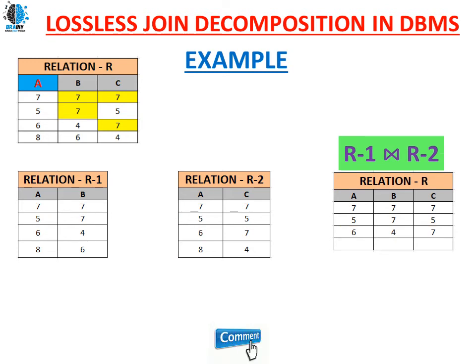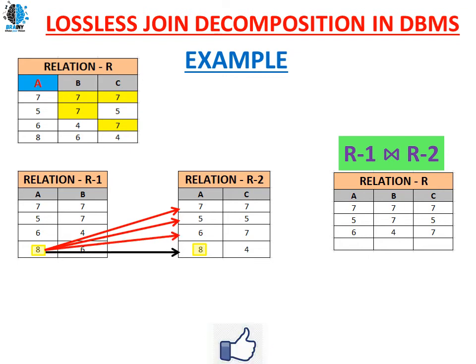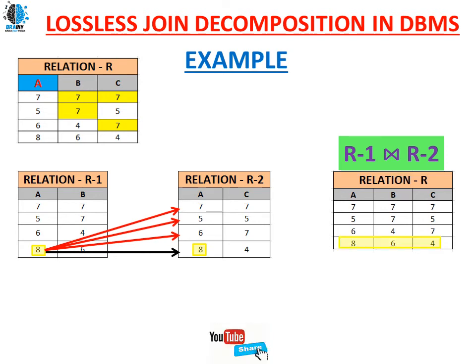The last value of relations R1 and R2 is here. With the help of the R1 relation, we have the 8. 8 is common in both the tables. So first we'll map the A. A value is 8 here. So map with 7, no. Next map with 5, not equal. Next map with 6, not equal. 8 maps to 8, right. This is a correct join. So the next resultant value in this table will be 8 6 4. So in this way we can join two tables.